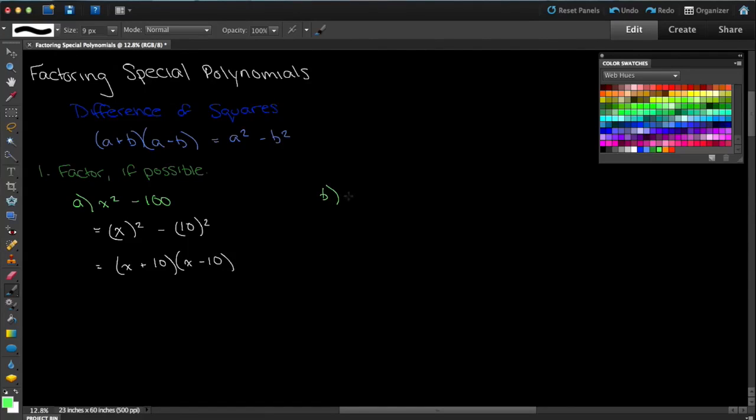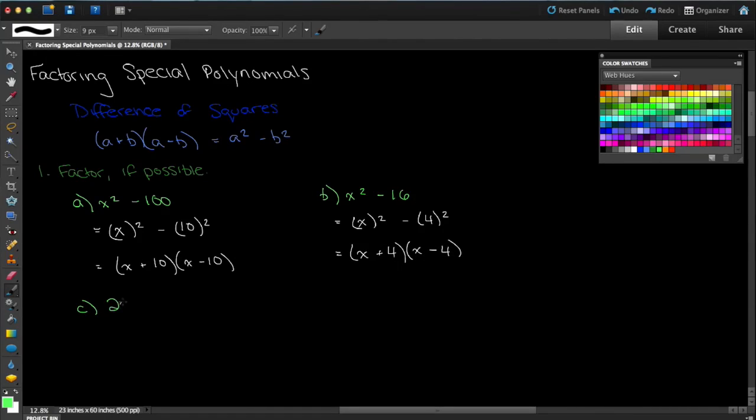B, x squared minus 16. Again, we find the square root of x squared, which is x, and the square root of 16, which is 4. Continue to sub them into the difference of squares formula to reach x plus 4 times x minus 4.